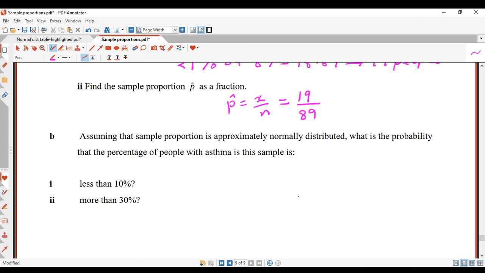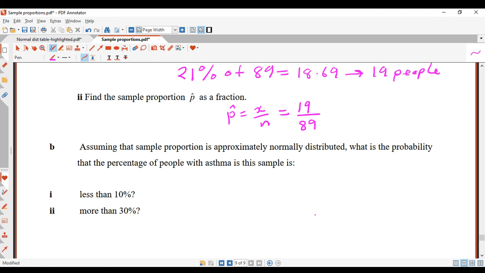Now, let's have a look at part B. It says, assuming that sample proportion is approximately normally distributed, what is the probability that the percentage of people with asthma, there should be a little typo here, that should be the word in, in a sample is less than 10%. So what we want to work out, our random variable is X. Probability that X is less than or equal to 10%.